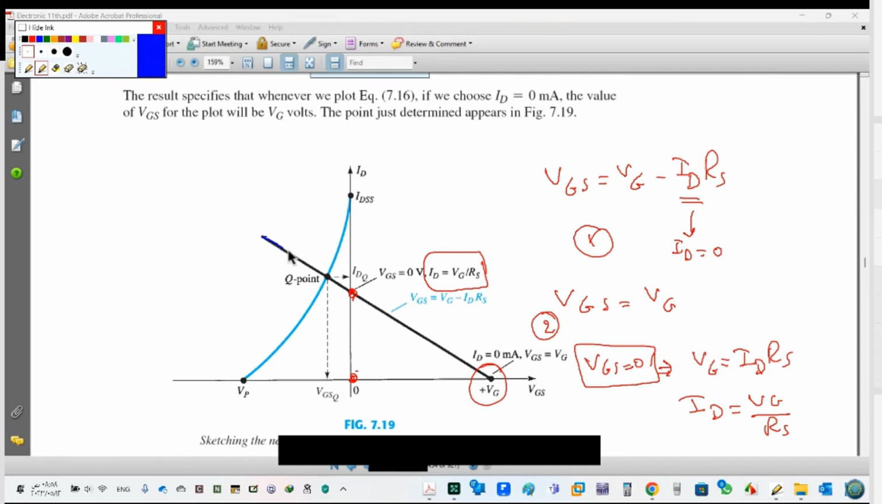Is it clear? Then the crossing with the transfer curve gives me the Q point. So a trick here: how you draw the transfer curve and how you select the points that you need to draw the load line. So here we have two figures. The first one is how to draw the transfer curve. The second one is how to draw the load line. Is it clear? Should I repeat this?